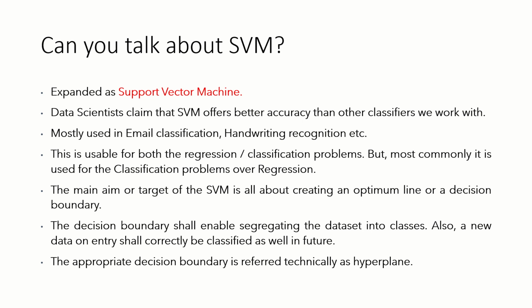Now this can be used for both classification and regression problems, but most commonly we prefer it for classification problems over regression problems. The main aim or target of SVM is creating an optimum line or a decision boundary. The decision boundary helps in segregating the data set into classes, and any new data which enters shall be classified appropriately in the future as well. So the decision boundary is going to help you in classifying the data. The appropriate decision boundary is called a hyperplane. We will see a question about that hyperplane shortly.